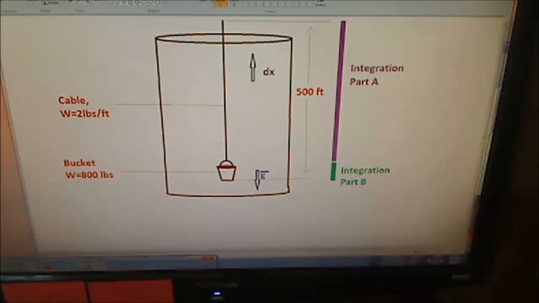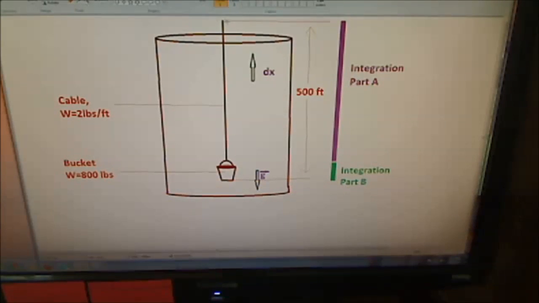To do this problem, we have to divide the whole system into two parts, because when you pull 1 foot off the cable, we lose 2 pounds, whereas when you pull this 1 foot, let's assume this bucket is 1 foot long, you lose 800 pounds. So it's not uniform. That's why we have to divide the whole system into two parts.